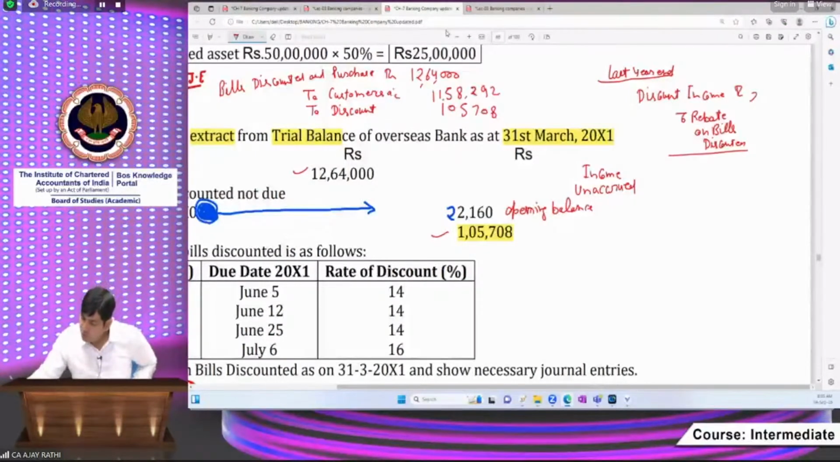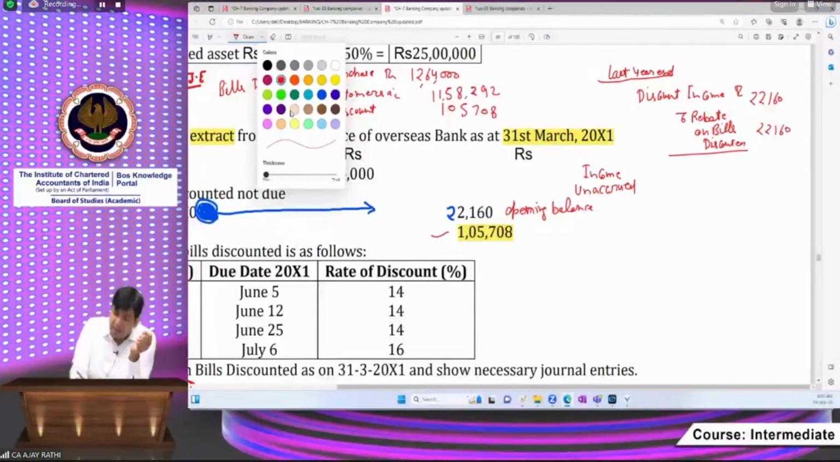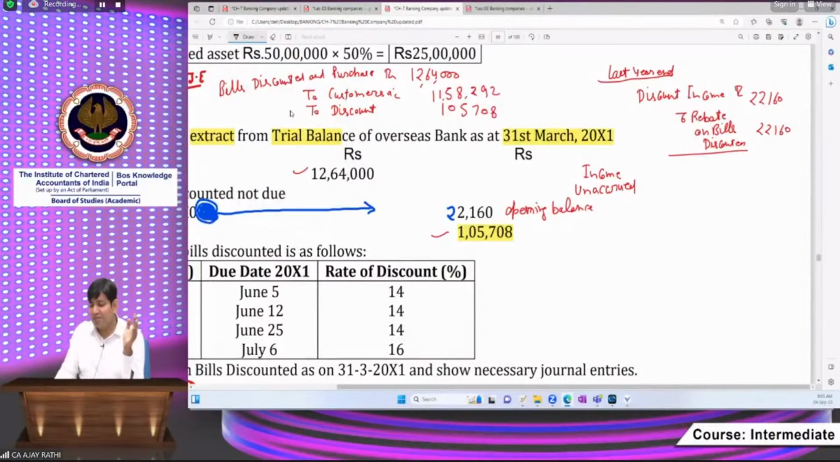Okay, 22,160 was reduced from the last year discount income. Now is the time to recognize such income because it belongs to the current year. Now, in the current year, what shall we do for such an opening balance? Sir, we shall recognize such income. Brinda is saying that sir, the video is lagging a lot. Okay Brinda, if you miss a concept, beta, let me know. I am moving very slowly in the class, don't worry.